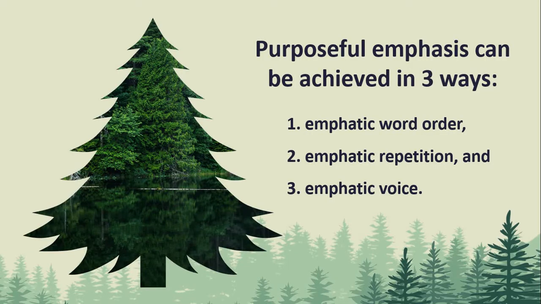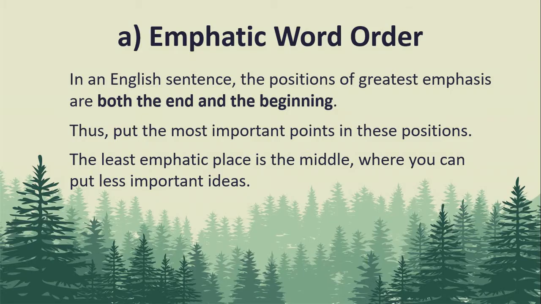Purposeful emphasis can be achieved in three ways. Let's see them one by one. These are emphatic word order, emphatic repetition, and emphatic voice. So we start with emphatic word order. In an English sentence, the positions of greatest emphasis are both the end and the beginning. Thus, you need to put the most important points in these positions. The least emphatic place is the middle, where you can put less important ideas.